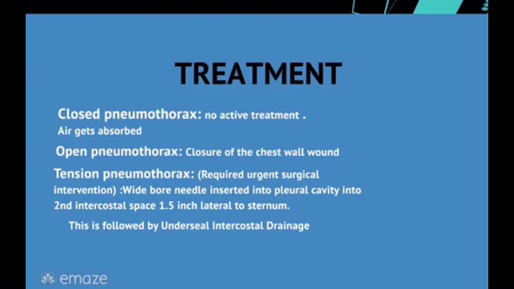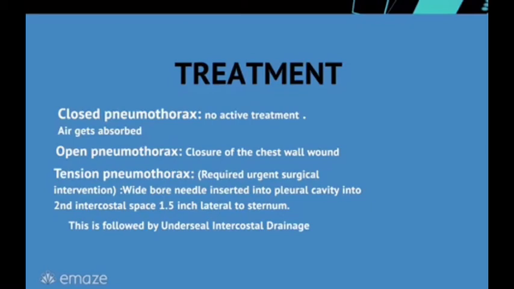Treatment will depend on the severity of your condition. It will also depend on whether you have experienced pneumothorax before and what symptoms you are experiencing. Both surgical and non-surgical treatments are available. For the treatment of closed pneumothorax, no active treatment is needed; the air gets absorbed. For the second one, open pneumothorax, closure of the chest wall wound.